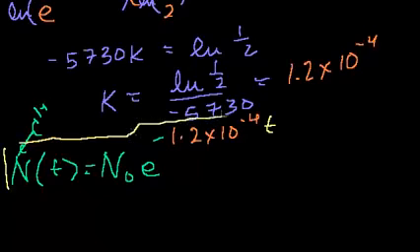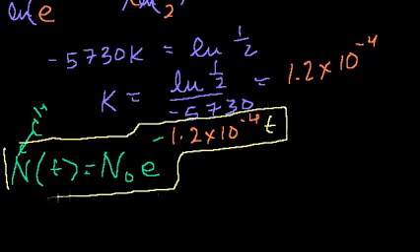If we were doing this for some other element, we would use that element's half-life to figure out the k value, to figure out how much we're going to have at any given period of time.